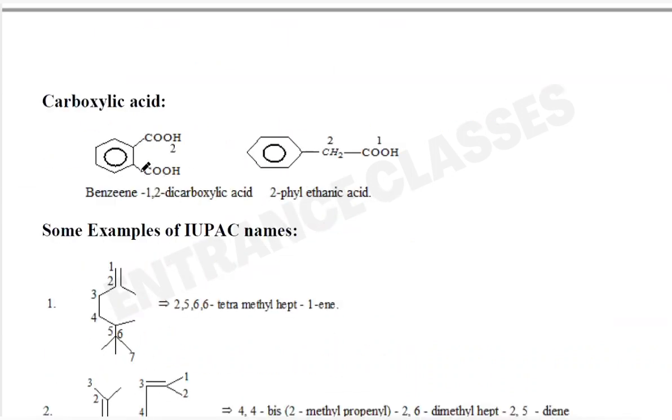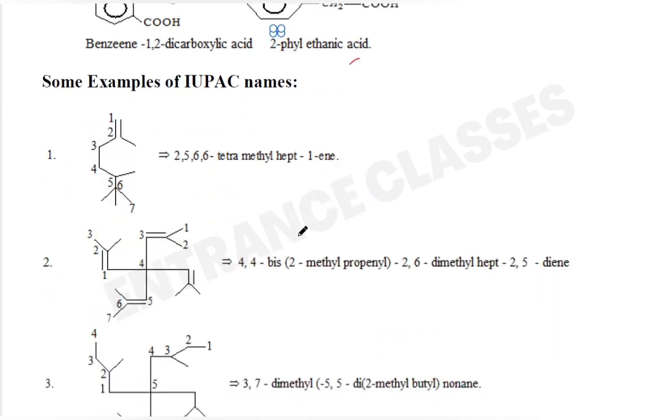Now carboxylic acid. This is practically phthalic acid, benzene 1,2-dicarboxylic acid. This is the phenyl derivative of acetic acid, so 2-phenylethanoic acid. Okay. Now different examples of the IUPAC system are given here for practice.